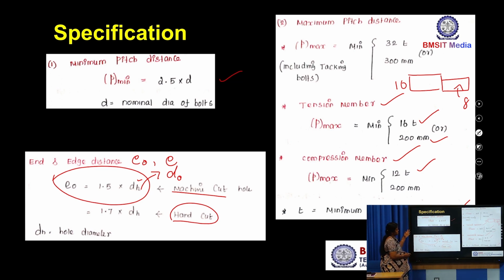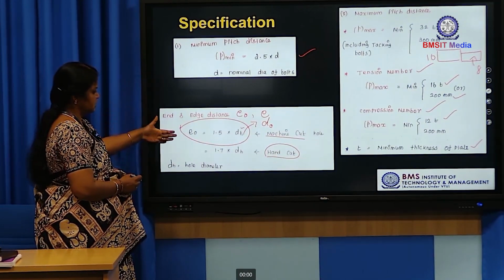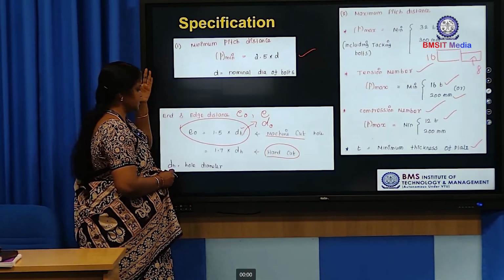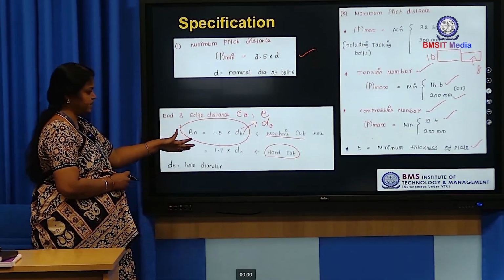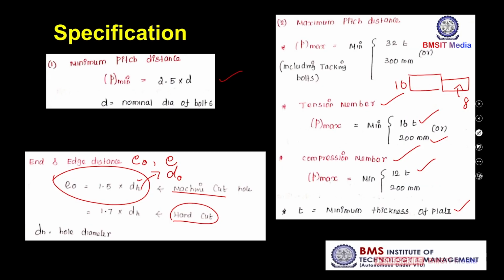So, minimum pitch distance equals 2.5 times D. These two things are very important while designing the bolted connection. The first is P minimum, which is 2.5 times the diameter, and the other is E naught, the minimum edge distance, which is 1.5 times DH.